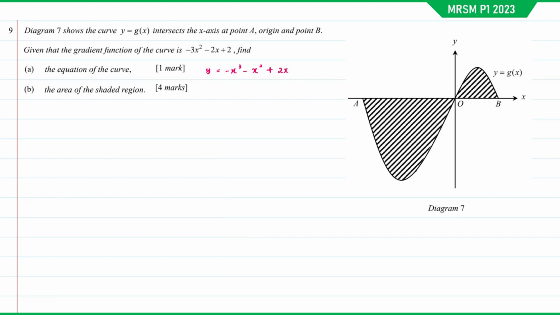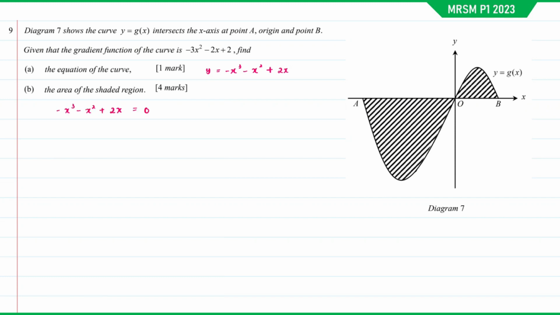Question B. Find the area of the shaded region. So first we're going to find the value of AB so that we can have the upper limit and the lower limit. So AB is the root for the equation. To find the root, we're going to let the equation of the curve in question A equal to 0.